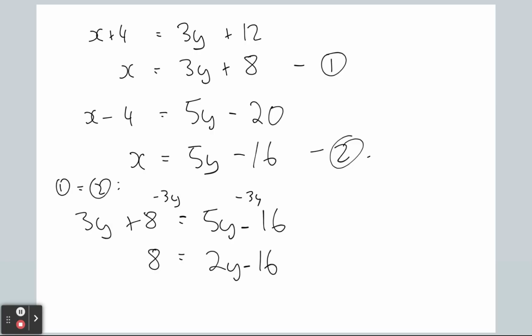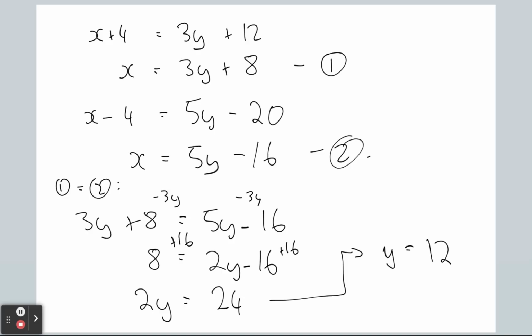I'm then going to isolate the y by adding or subtracting terms that don't have y's in them. So that means adding 16 to both sides. And I'm almost at the end now. So what I'm going to do is swap these sides over because I tend to be a left to right reader. So the 2y that's left over from here is going to go on the left. And the 8 plus 16 from here is going to go on the right. So I've got 2y is equal to 24. By dividing both sides by 2, I get y is equal to 12.